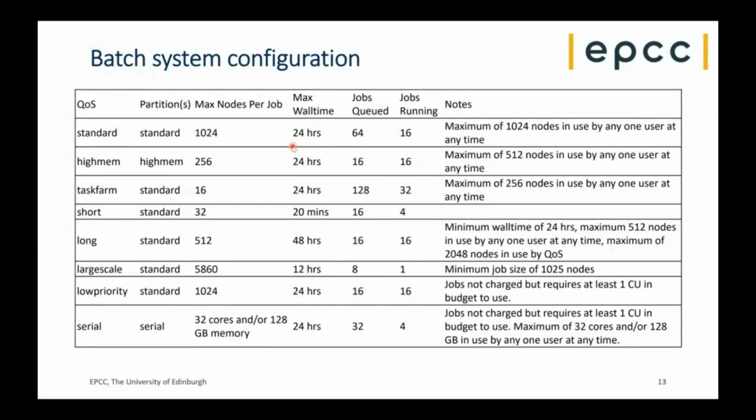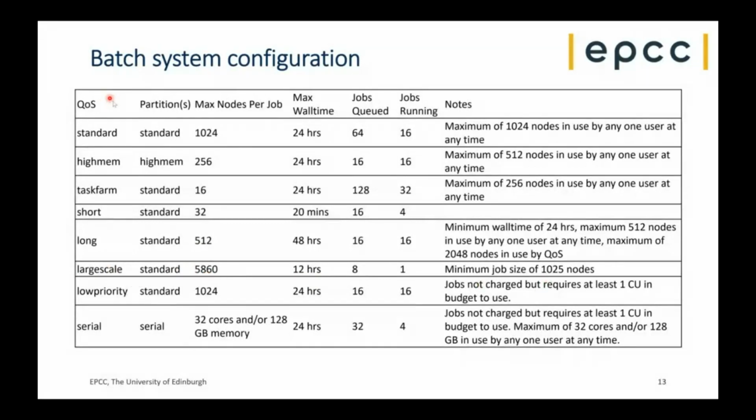But 24 hours can be a bit short for some people, so there is also a long queue for 48 hours where you can submit jobs of up to 512 nodes for 48 hours. And if you want to use more than 1,024 nodes, you can. There's the large scale queue, but then the limits are lower as well, so you can only ask for that for 12 hours, up to the whole system.